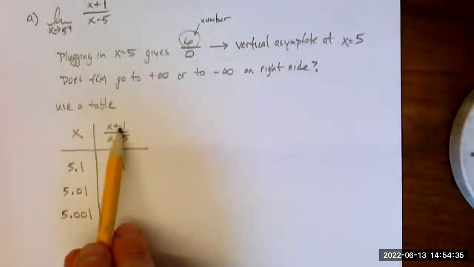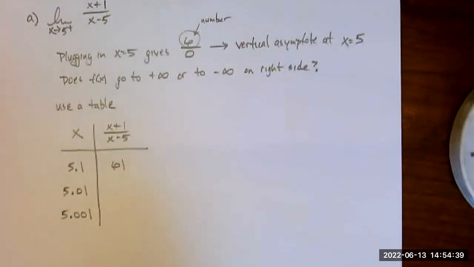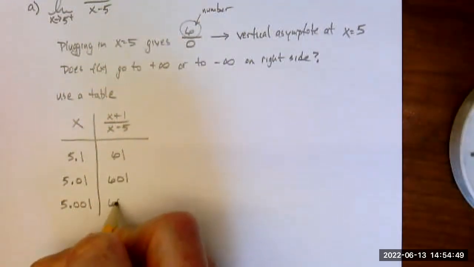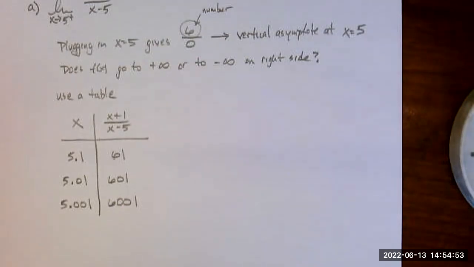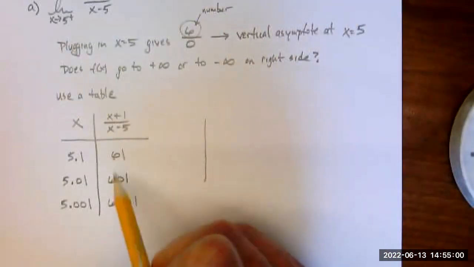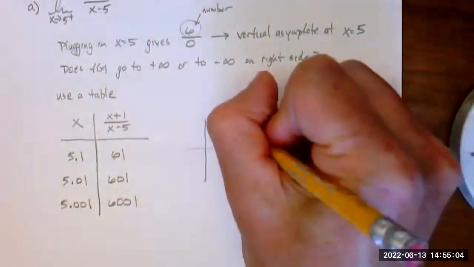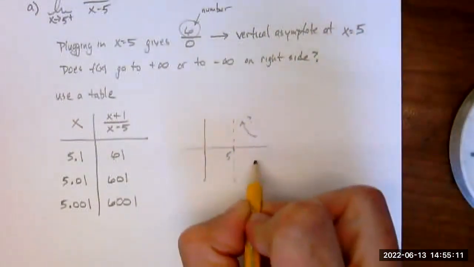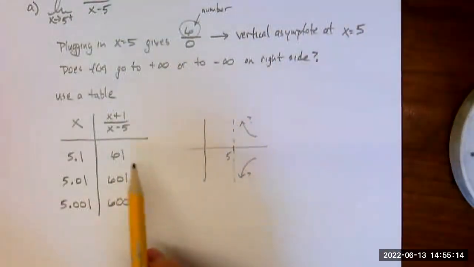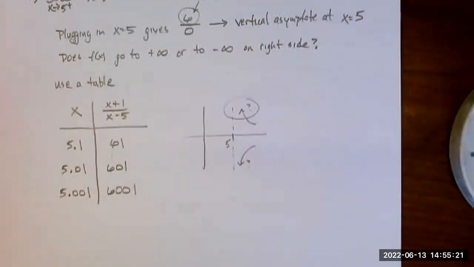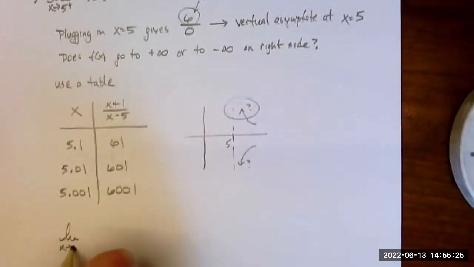The next one, let's see, 5.01 plus 1, okay. This is 601. And finally, 5.001 plugged in would be 6001. Well, what's happening? Are we going to positive infinity or negative infinity, as we're kind of moving back towards 5? If we were to sketch our idea of the graph, there's 5. Are we going up this way or are we going down this way? Well, we can see from the y values as we work our way closer back to 5, they're getting bigger. So it looks pretty clear we're going to positive infinity.